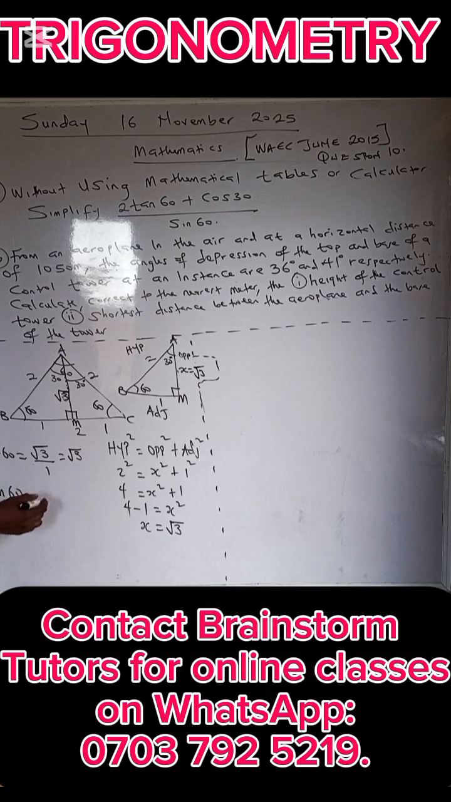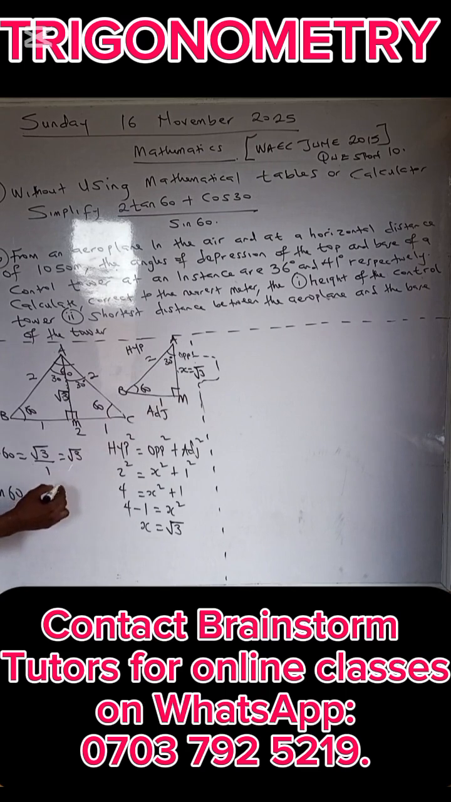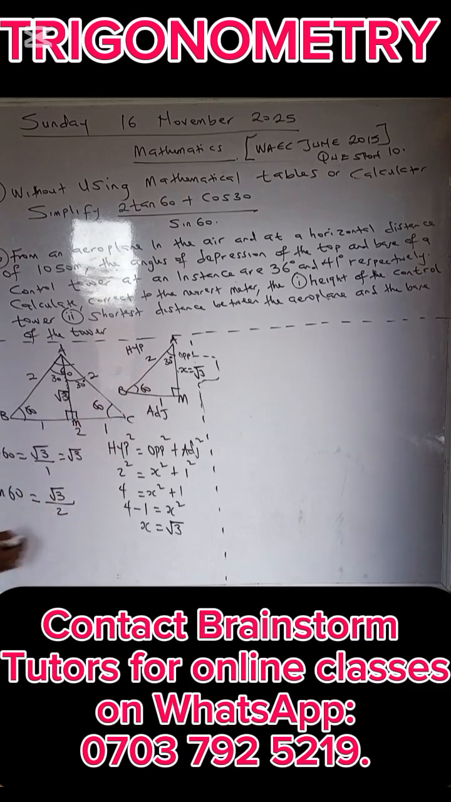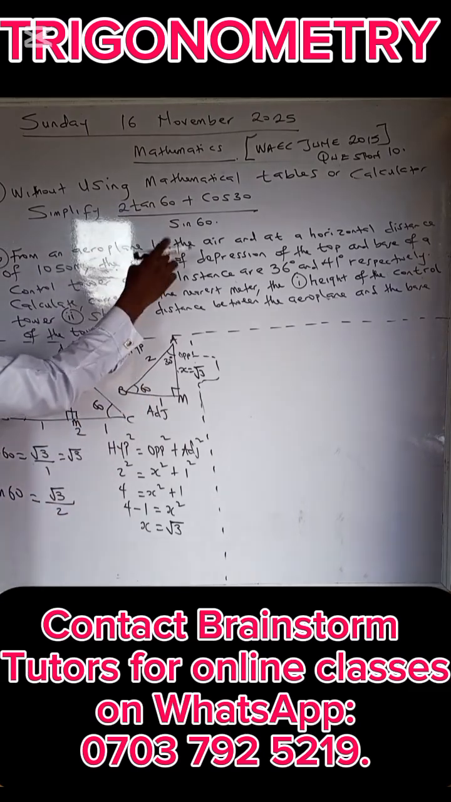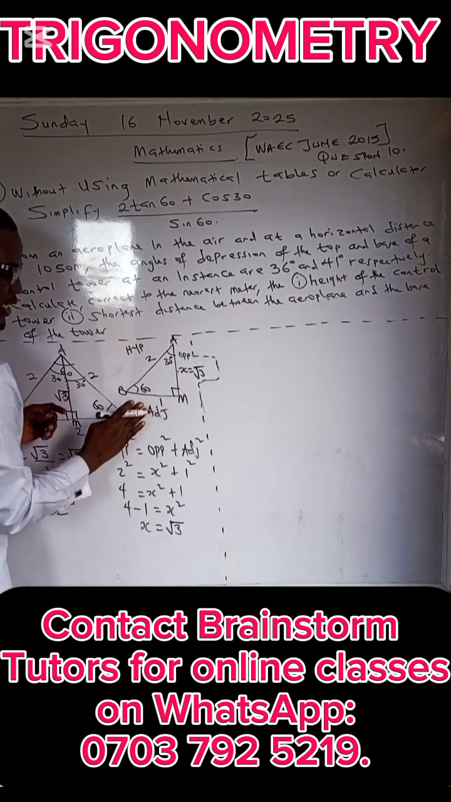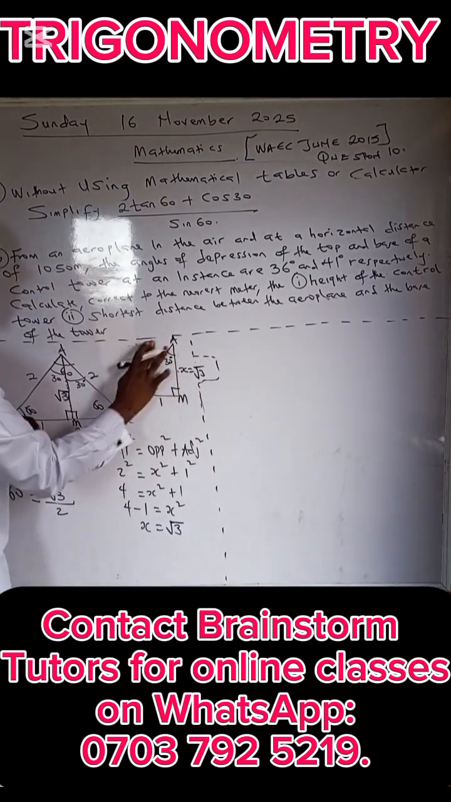Sine 60 is equal to opposite over hypotenuse. That is root 3 over 2. Remember, my hypotenuse is 2. So we have been able to find the value of tan 60 and sine 60. Now we need the value of cos 30. And remember, if I'm dealing with cos 30, I will need to clean all we have here. I'll clean this and place this.